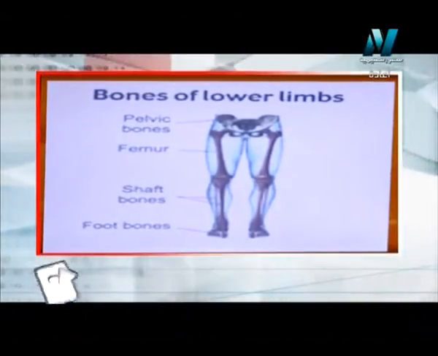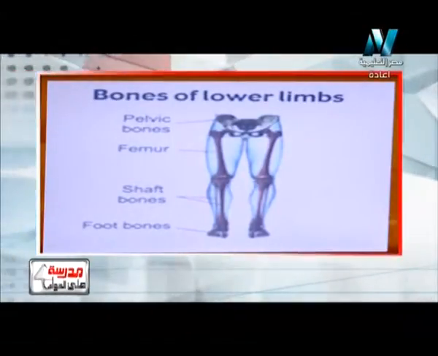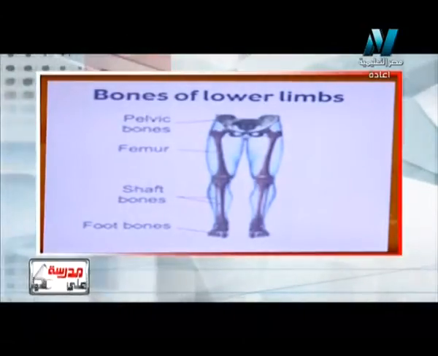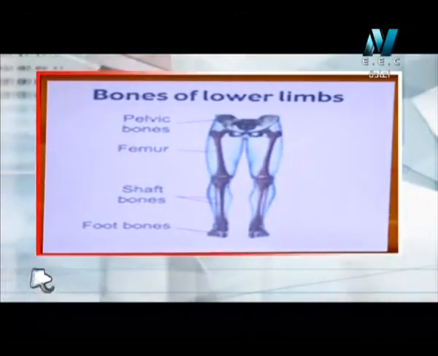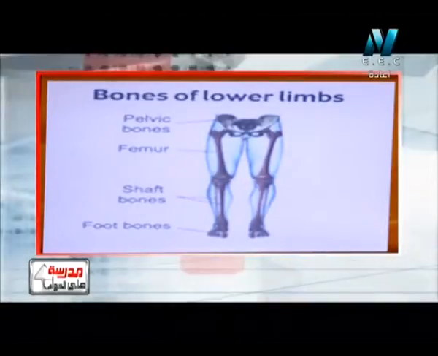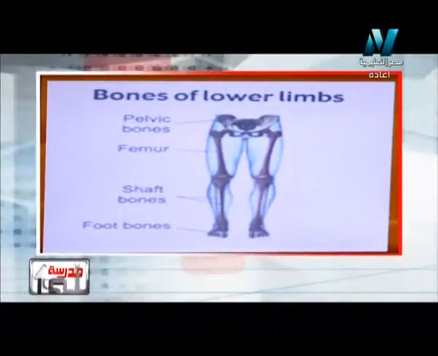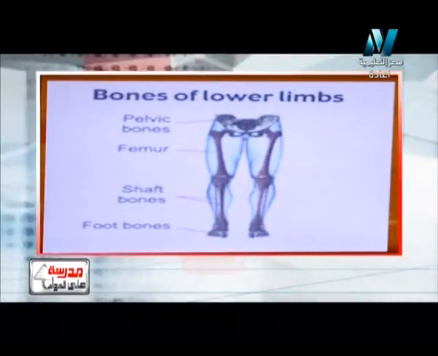So a very important question now. How is the lower limb connected to the rest of the body? By a very important group of bones, which are the pelvic bones or the pelvic girdle, الحزام الحوضي أو عظام الحوض. So again, we can say that the lower limb is connected to the rest of the body by very important bones, which are the pelvic bones. Pelvic bone, عظام الحوض.